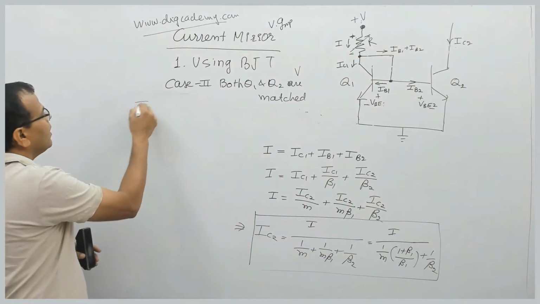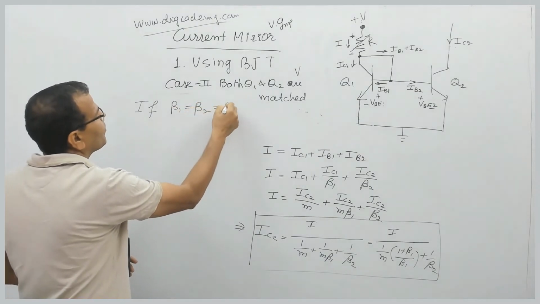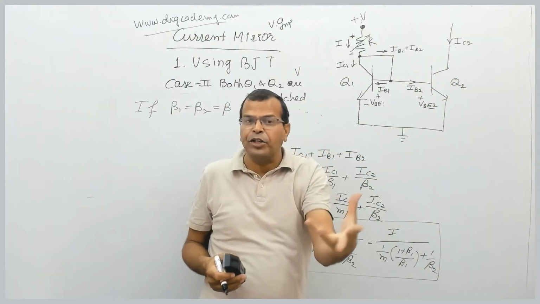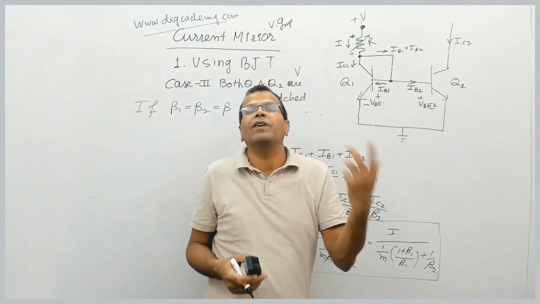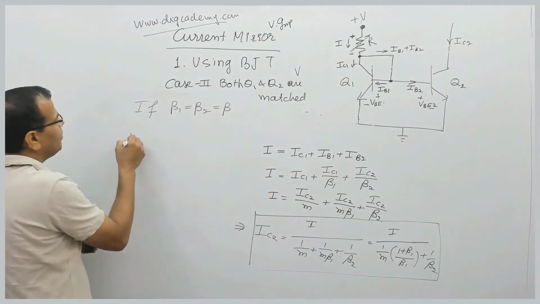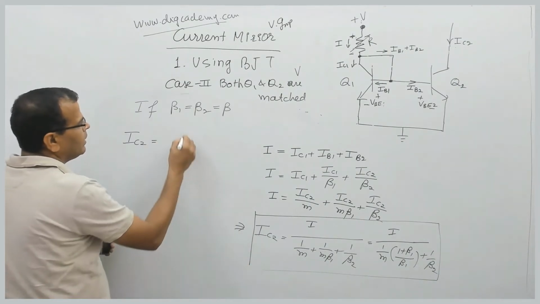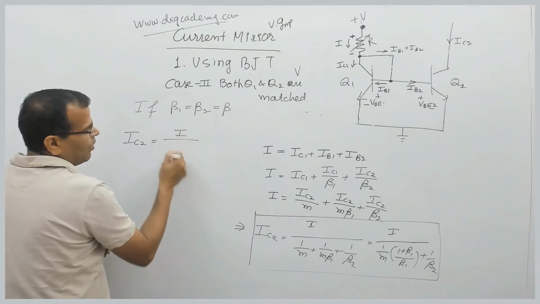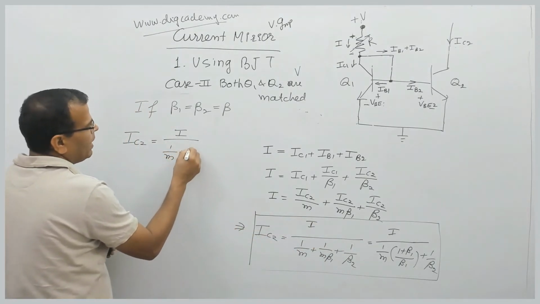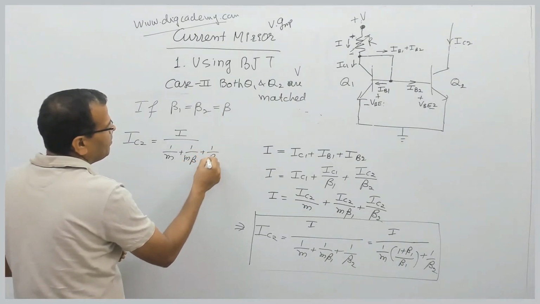If both transistors have the same gain, if beta 1 is equal to beta 2 equal to beta. That is again an assumption, not a condition. We are just assuming that if beta 1 is equal to beta 2 is equal to beta, what will be the collector current IC2? That will be equal to, please see it carefully, I upon 1 by m plus 1 by m beta plus 1 by beta.